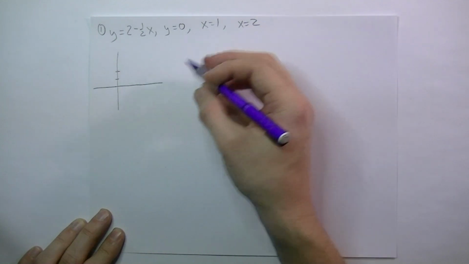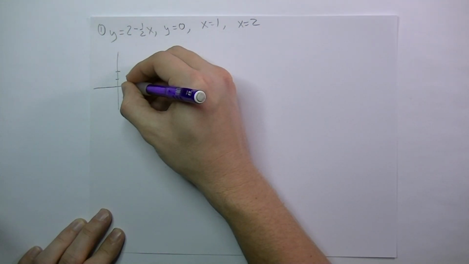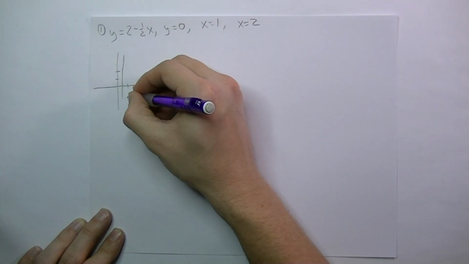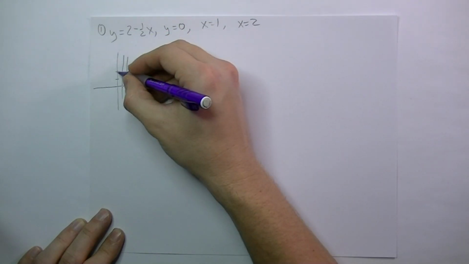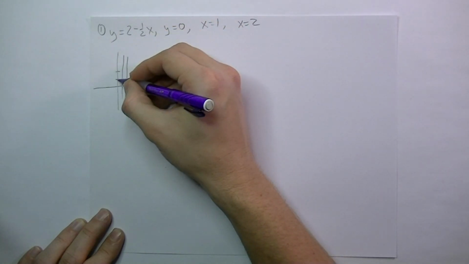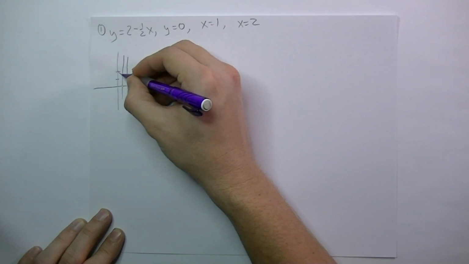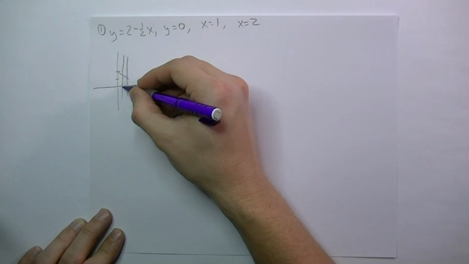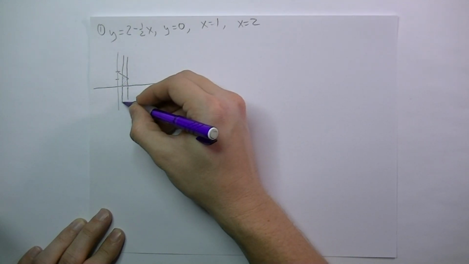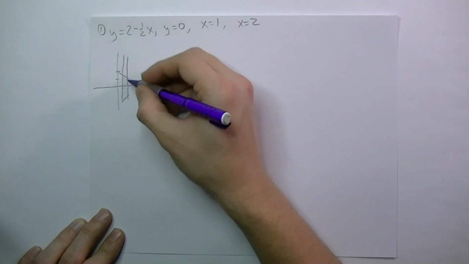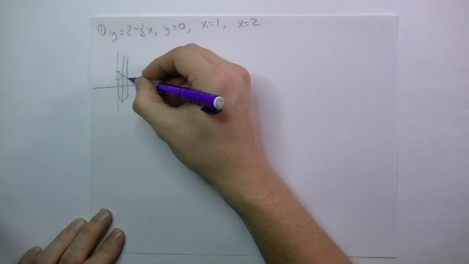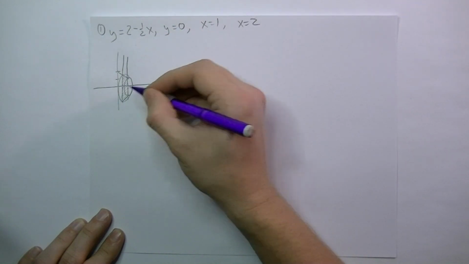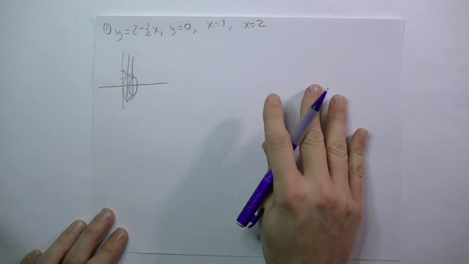This line here is x equals 1. That's a vertical line at x equals 1. And x equals 2. That's a vertical line at 2. Okay, and then here the slope is negative 1/2, so down 1 and over 2. Okay, so I'm looking for this region revolved around the x-axis. Okay, and it's going to be a three-dimensional solid, something like that, and we're trying to find the volume.